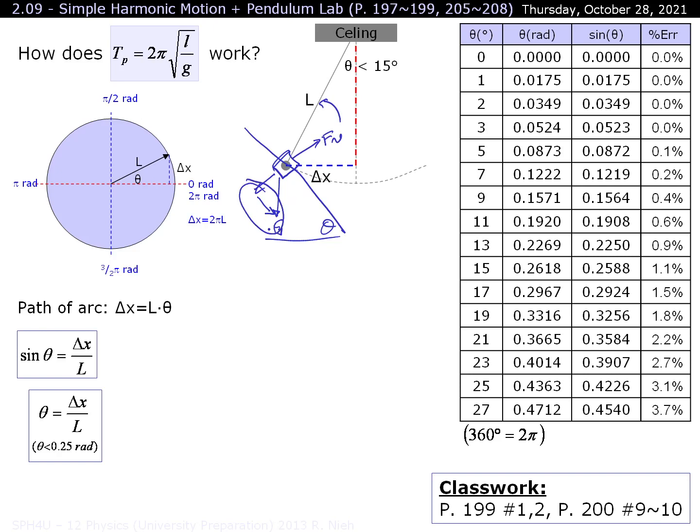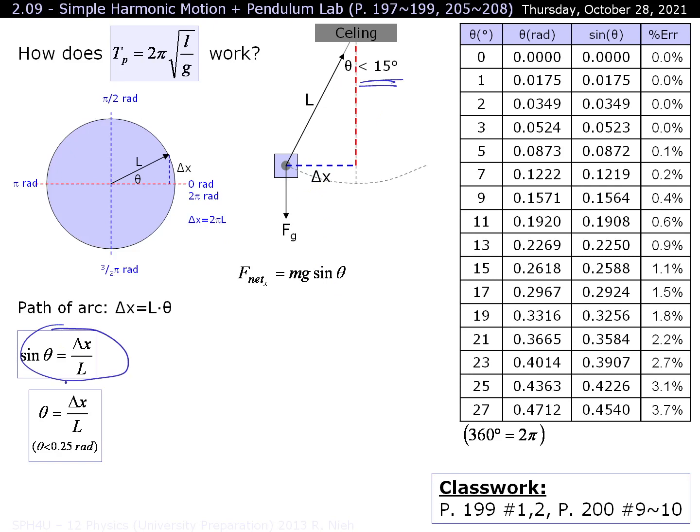Since we're only concerned about the restoring force, or the force bringing it back to its rest position, we're only concerned about this part here. So our F net in our x dimension is equal to the sine of theta times mg, no L. We've also argued that as long as you keep the angle within 15 degrees, this formula here is approximately true. So we can replace sine of theta with delta x over L.